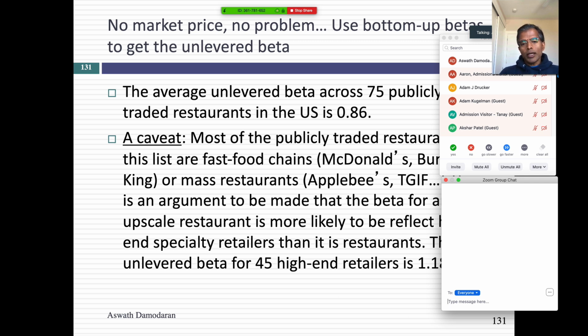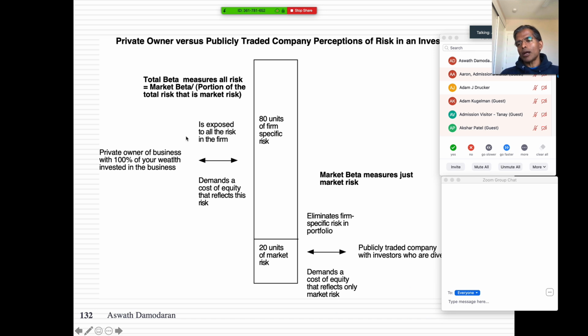Now, here's the part where it gets tricky. If this were a public company, all we focus on is market risk. So let me give you a very simple picture of what I'm talking about. Let's assume you have a firm with 100 units of risk. Let's say 20 units of risk are market risk. This is risk coming from macroeconomic variables. 80 units are firm specific. When you have a valuation of a publicly traded company, all you focus on are the 20 units of market risk. You measure those 20 units with a market beta and use that market beta to come up with the cost of equity. That's how we've got cost of equity so far.